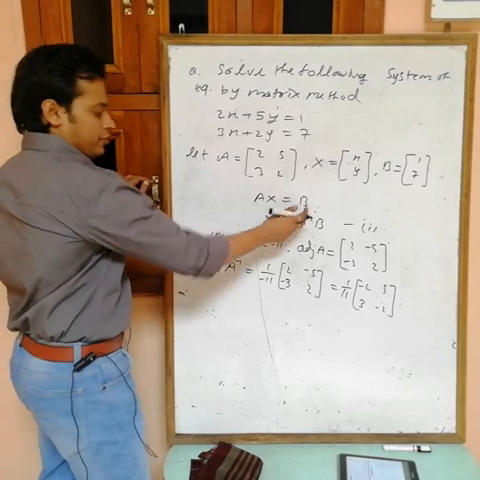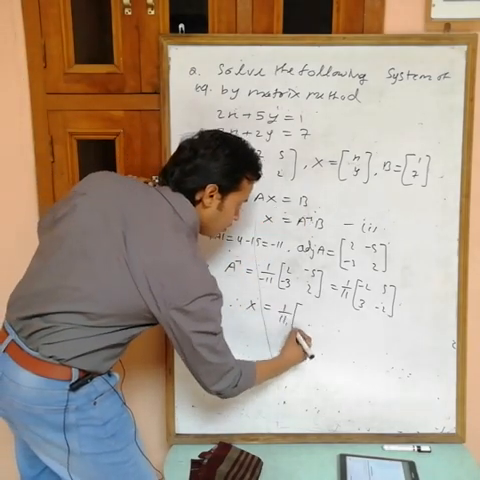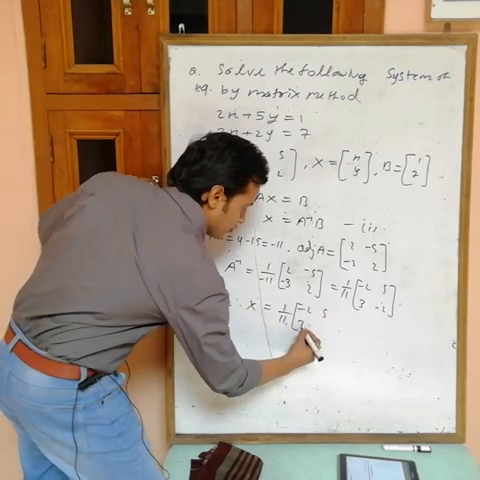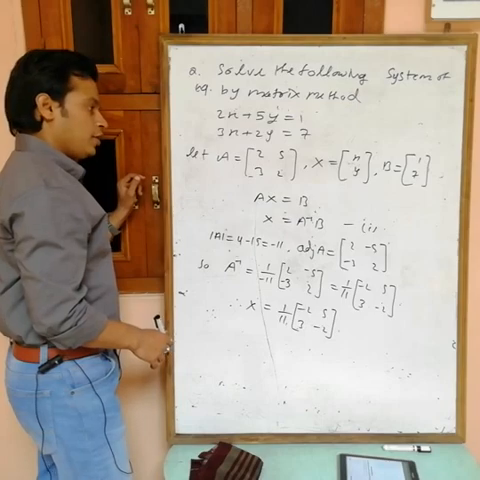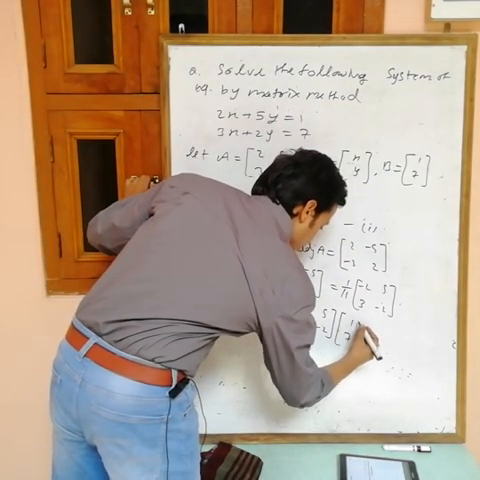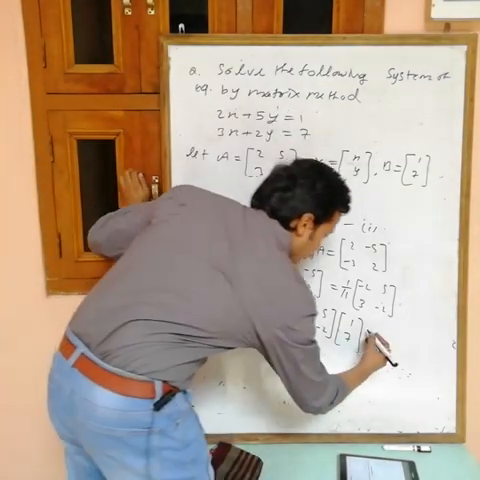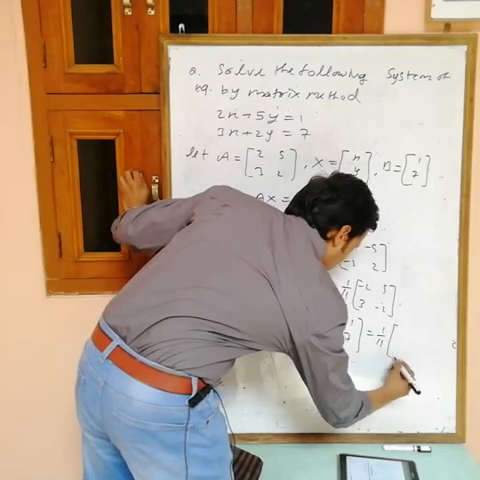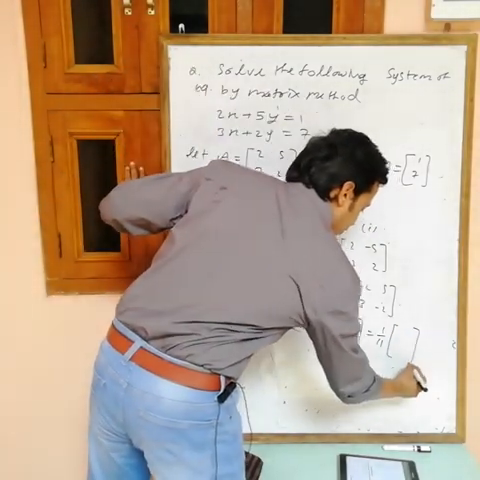Now put the values in this one. X equals A inverse, 1 by 11 minus 2, 5, 3 minus 2, and B is 1, 7. Now find the product. 1 by 11, 2 by 2 and 2 by 1. The product matrix is of 2 by 1.